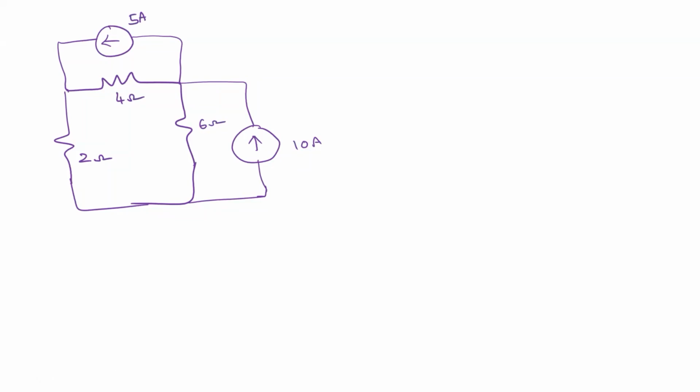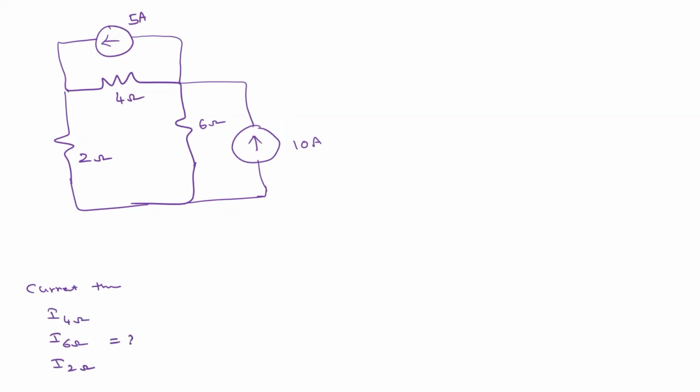Now, by using the node voltage method, you need to obtain the current through the 4 ohm, 6 ohm, and 2 ohm resistors. That is the question. So you need to find those currents. That is the problem.